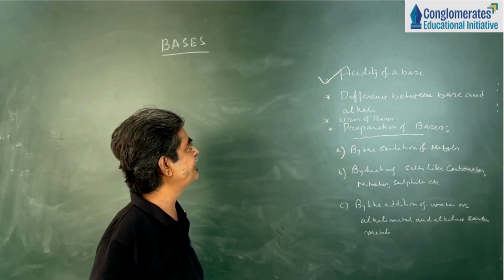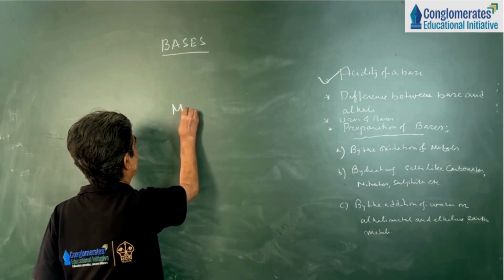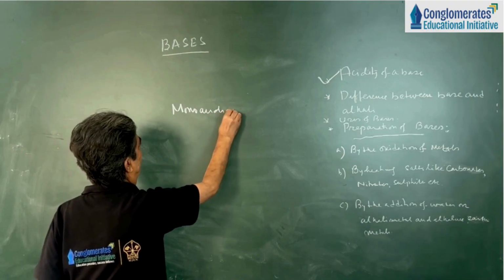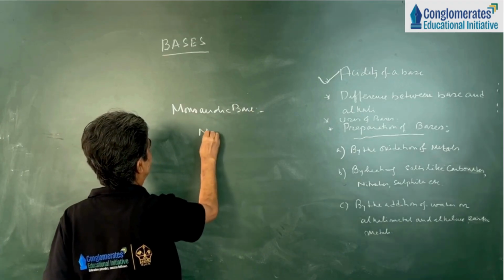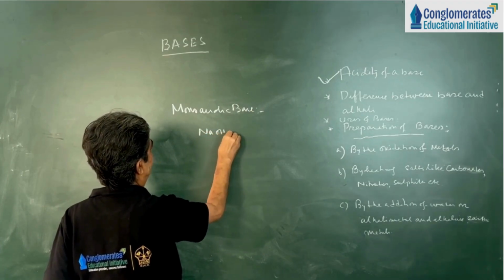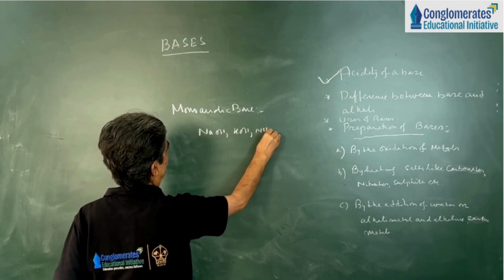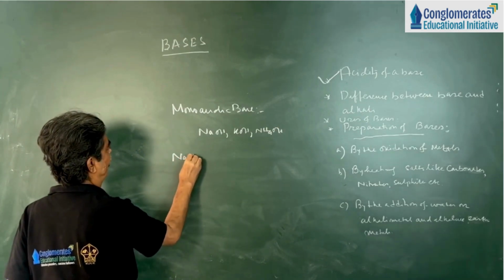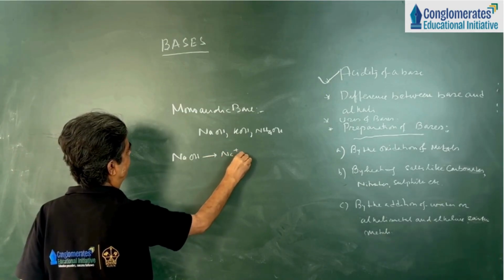First is monoacidic base. Monoacidic base examples: NaOH, KOH, NH4OH, etc., because they have one replaceable hydroxyl ion.